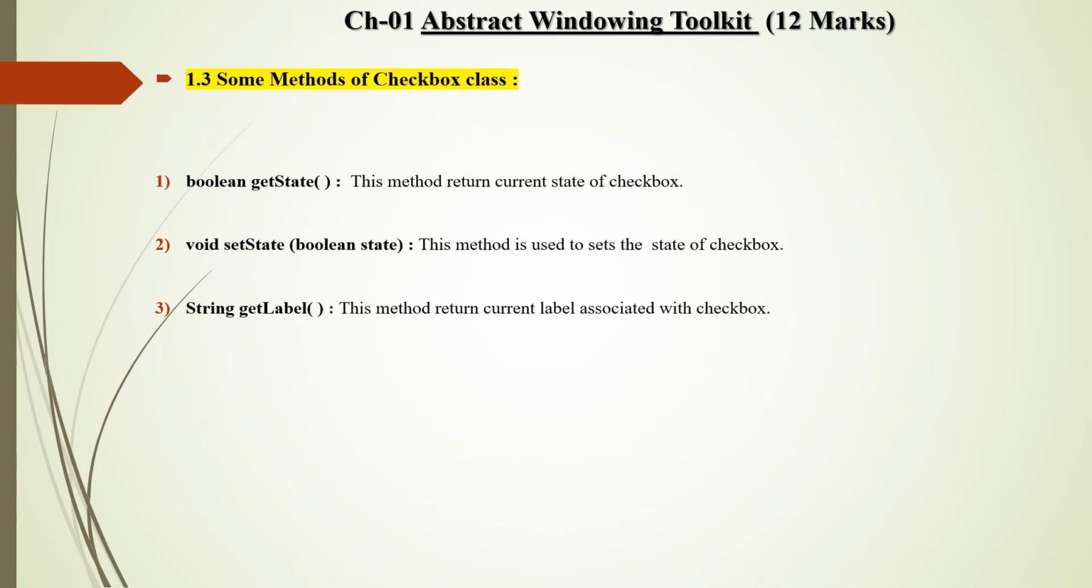Next method is getLabel. This method has no parameter, but it returns a string value. This method returns the current label associated with the checkbox. Next method is setLabel. This method has one parameter, String str, and it does not return any value, so the return type of this method is void. This method is used to set the label specified in str to the checkbox.